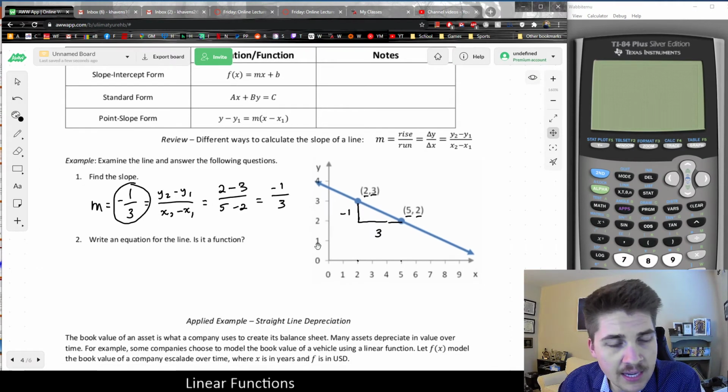And now, next we're asked to write an equation for the line and asked, is it a function? Well, we know it's a function because of the vertical line test, and as I said, all lines are functions unless they're vertical.